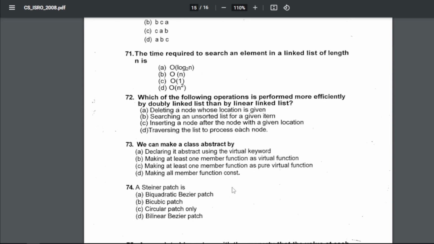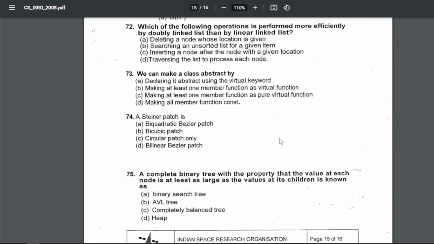Question number 72 is which of the following operations is performed more efficiently by doubly linked list than by linear linked list? For 72 our answer will be A, that is deleting a node whose location is given. Again, deleting a node whose location is given, a doubly linked list will do that efficiently.